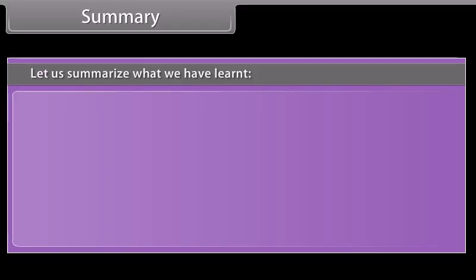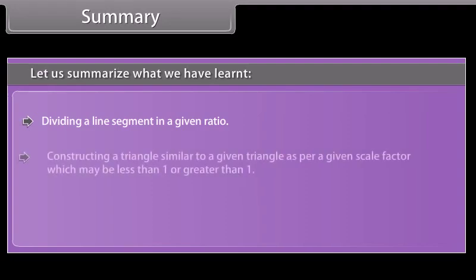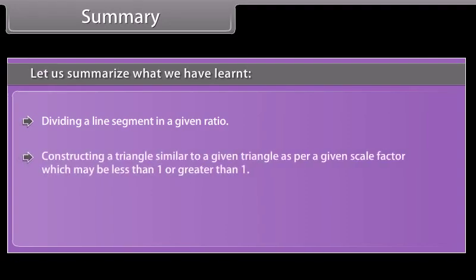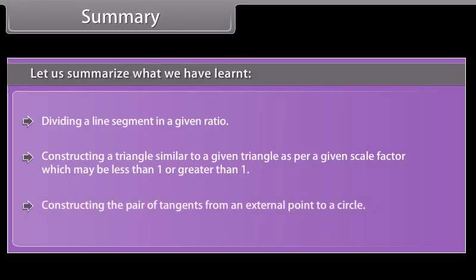Summary. Let us summarize what we have learned. Dividing a line segment in a given ratio. Constructing a triangle similar to a given triangle as per a given scale factor which may be less than 1 or greater than 1. Constructing the pair of tangents from an external point to a circle.